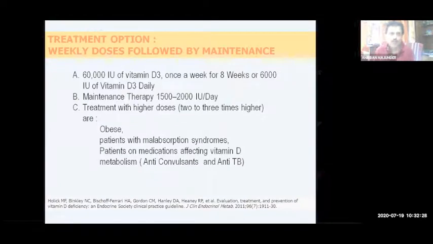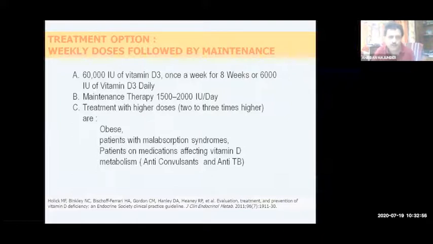Now, coming to the other way by which we can treat, as this is another treatment option, you can give 60,000 units, because now we do not have 50,000 unit vitamin D available in our country. So we can use 60,000 international units of vitamin D once a week for 8 weeks, which we traditionally give. And then the maintenance therapy of 1,500 to 2,000 international units per day.